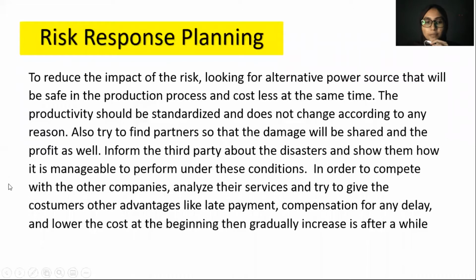In order to compete with other companies, analyze the services and try to give the customer other advantages like late payment and compensation for any delay, and lower the cost at the beginning, then gradually increase it after a while.